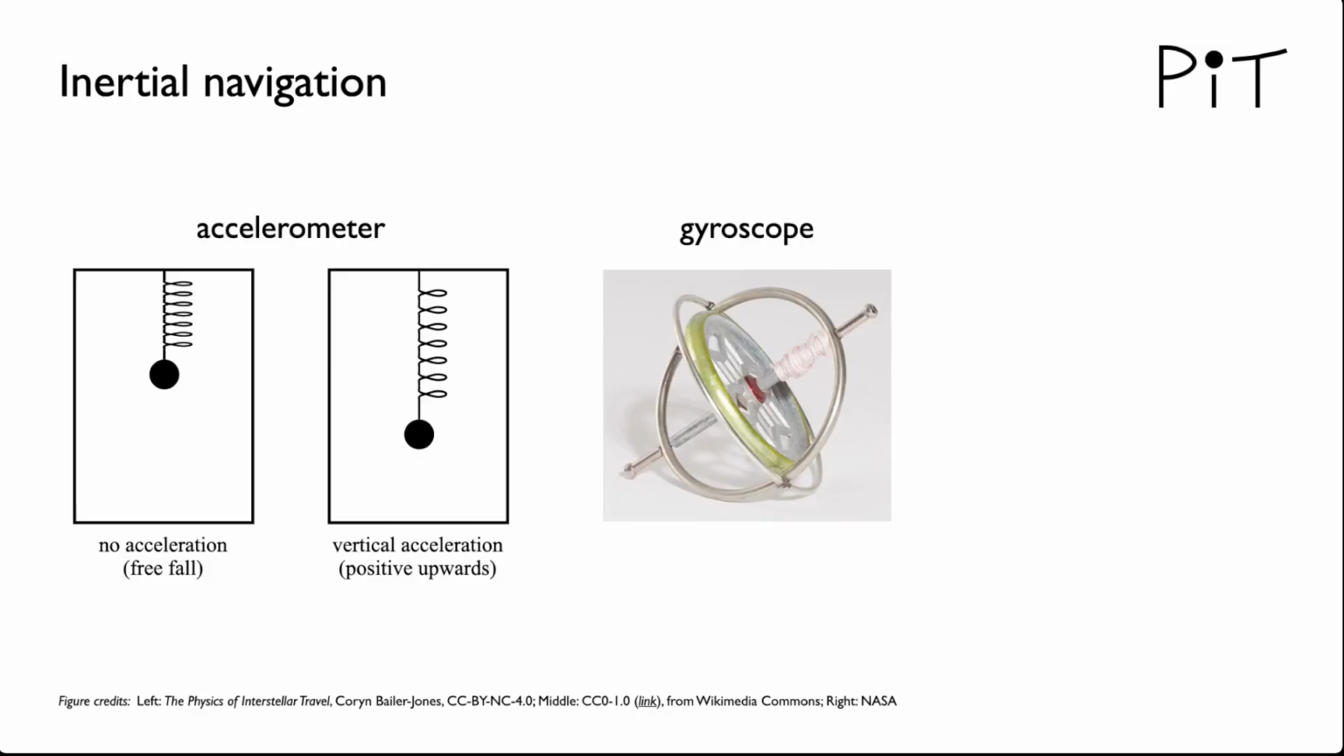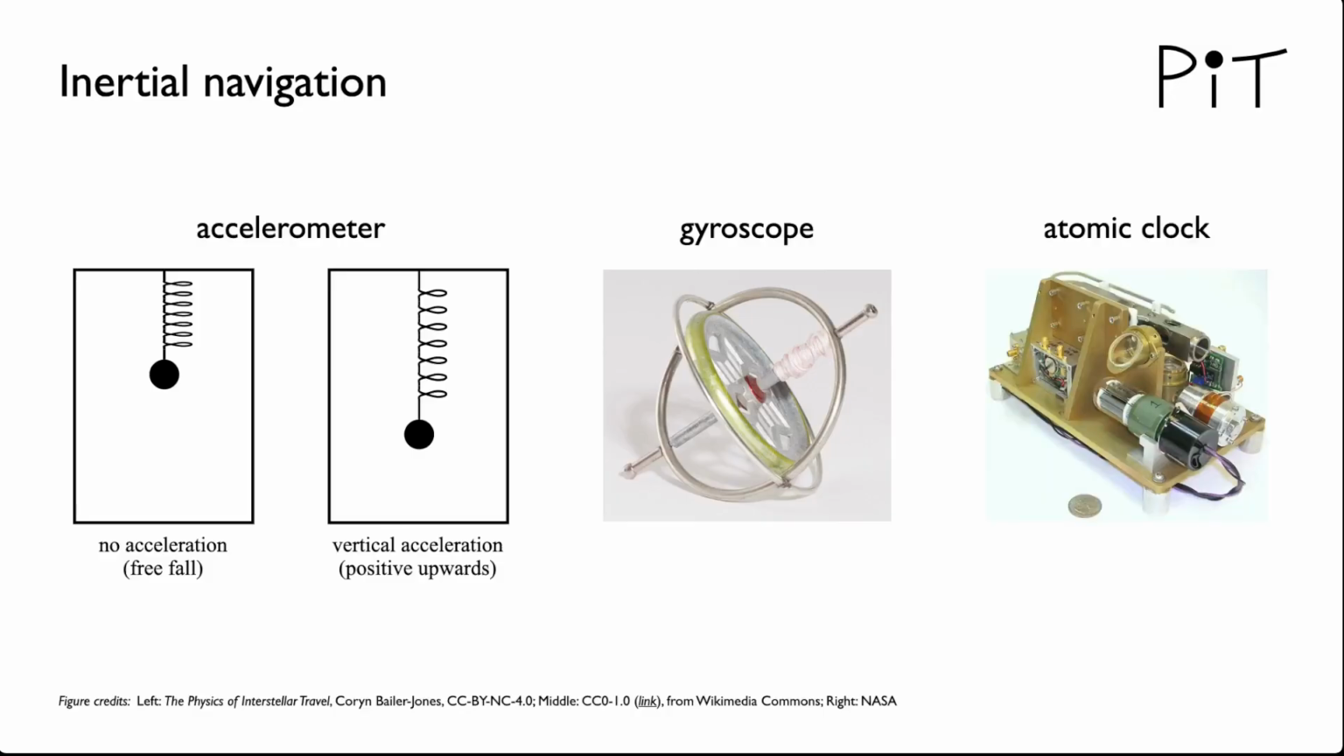To integrate the acceleration measurements, we need an accurate clock. In spacecraft, atomic clocks are often used on account of their high accuracy of around 1 part in 10 to the 12, which is equivalent to 30 microarcseconds per year. Accelerometers and gyroscopes are often combined together into a so-called inertial measurement unit. Many smartphones have them, and they are used in spacecraft.